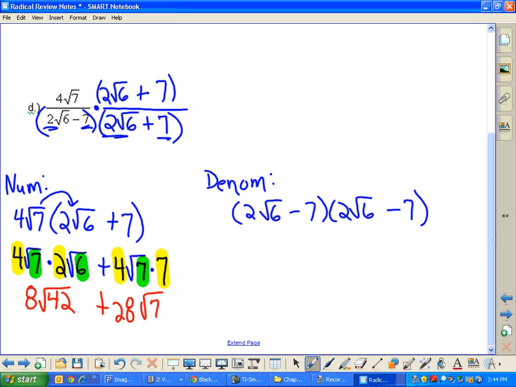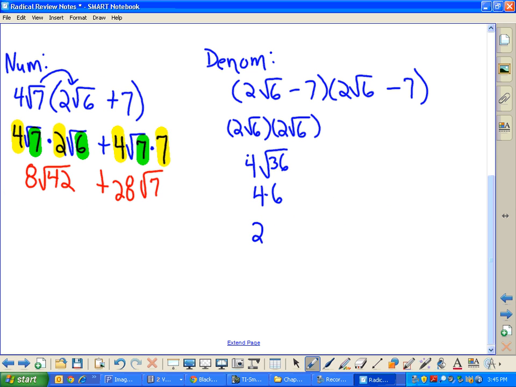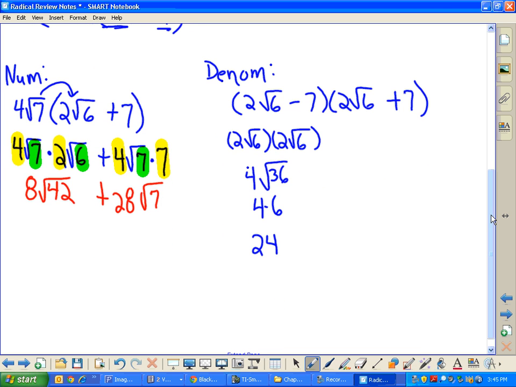So if I do, here's me working out in my head. If I have 2 root 6 times 2 root 6 for my firsts in FOIL, I have 4 times the square root of 36. That's the same thing as 4 times 6. 4 times 6 is 24. So that's my firsts. And then I have my outers. Oops, that's supposed to be a plus there. Little copy error on my part.